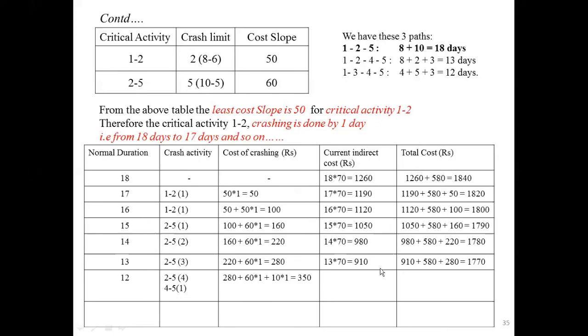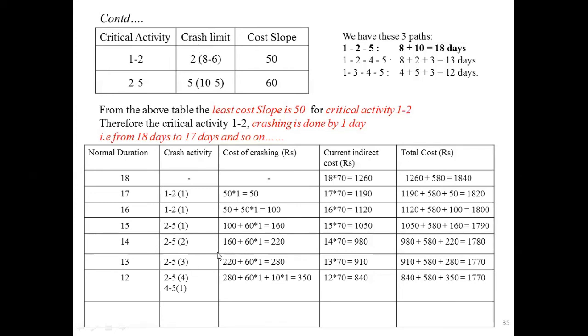Then the indirect cost will be 12 into 70, because you have reduced from 13 days to 12 days. 12 into 70 equals 840. Then the total cost is 840 plus normal cost 580 plus 350. We get 1770. The cost is the same, but the duration is reducing. That indicates you need to proceed further until the cost value increases or all critical activities reach the crash limit.